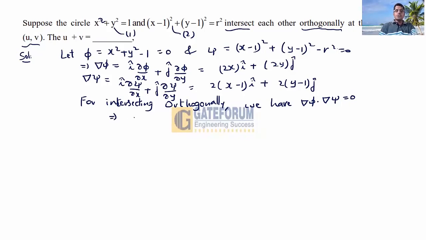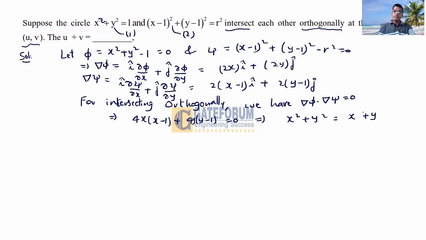so 2 into 2, that is here 4x into, dot product between two vectors. Product of the, that means sum of the products of the corresponding elements. That is i bar coefficient into i bar coefficient plus j bar coefficient into j bar coefficient plus 4 into y into y minus 1 is equal to 0, 4 is taken common, 0 by 4 is 0. This simplifies to x square plus y square, shift the negative terms to the right side.